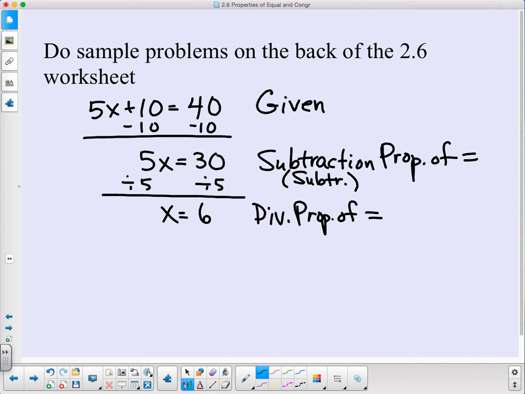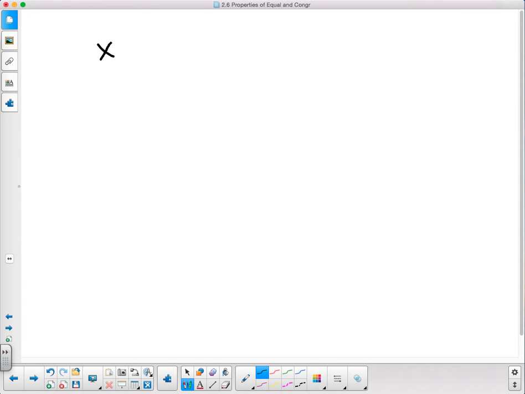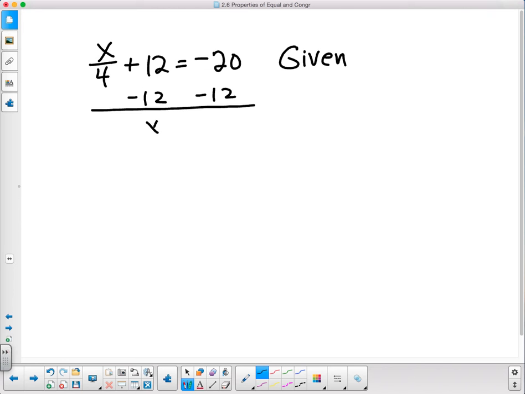Okay, do the next one. Number 2. x over 4 plus 12 equals negative 20. That was the given equation. Suggestion for a step to do? Subtract 12 from each side. x over 4 equals negative 32. I did the subtraction property of equality.